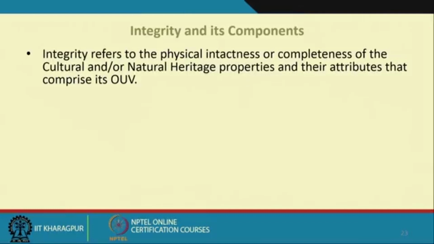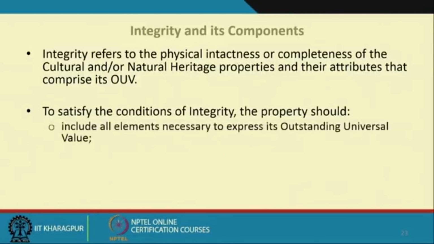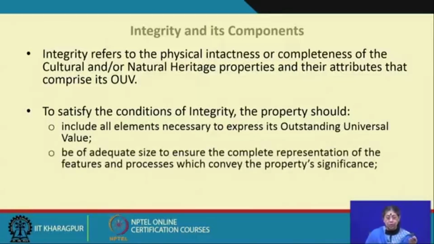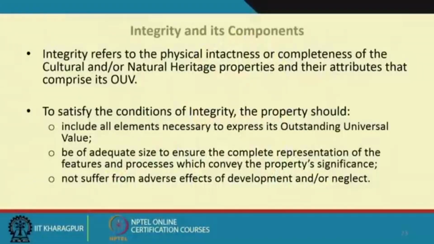So, integrity and its components: what are they? Integrity refers to the physical intactness or completeness of the cultural or natural heritage properties and their attributes that comprise its OUV. To satisfy the condition of integrity, the property should include all elements necessary to express its outstanding universal value and be of adequate size to ensure the complete representation of the features and processes which convey the property's significance, and not suffer from adverse effects of development or neglect. If the railway line comes, it will really suffer the adverse effects of development and neglect.